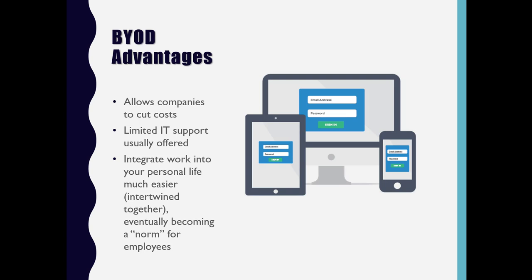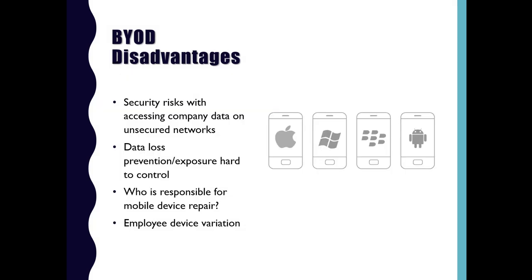So that's one advantage from a company standpoint, but it could also be a disadvantage from an employee standpoint. Some of the disadvantages are the security risk of accessing company data on unsecured networks. If you were sitting in Starbucks, like I said, as a doctor accessing some medical records, that would not be a good idea, right? Because Starbucks' network is completely open for anybody to sniff your network traffic and see what you're looking at. Data loss prevention and exposure are hard to control because you can lose a mobile device, leave it in an airport or in the bathroom, wherever.